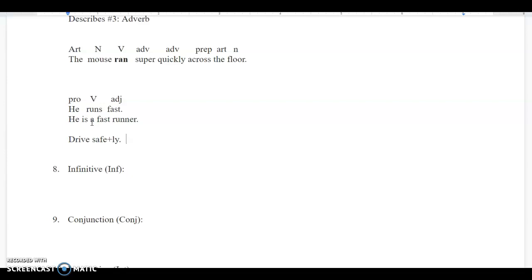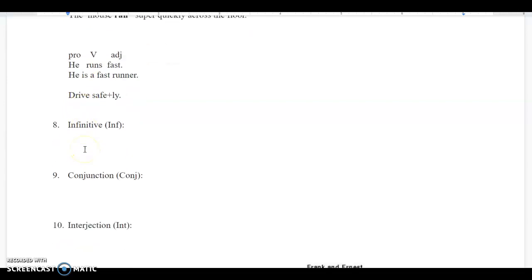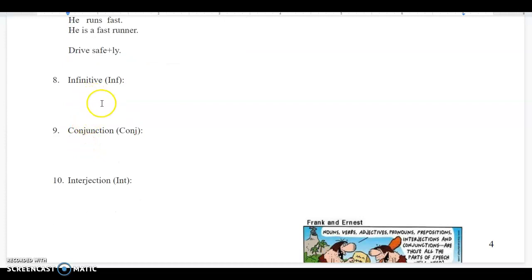So anytime you hear someone say drive safe, you have to correct them and say that is grammatically incorrect. Make sure it's an adverb. Say drive safely. All right, so let's go to number 8. We're almost done. Infinitive. The fun thing about infinitive is there's only one word in the English language that's an infinitive, and it is the word to.